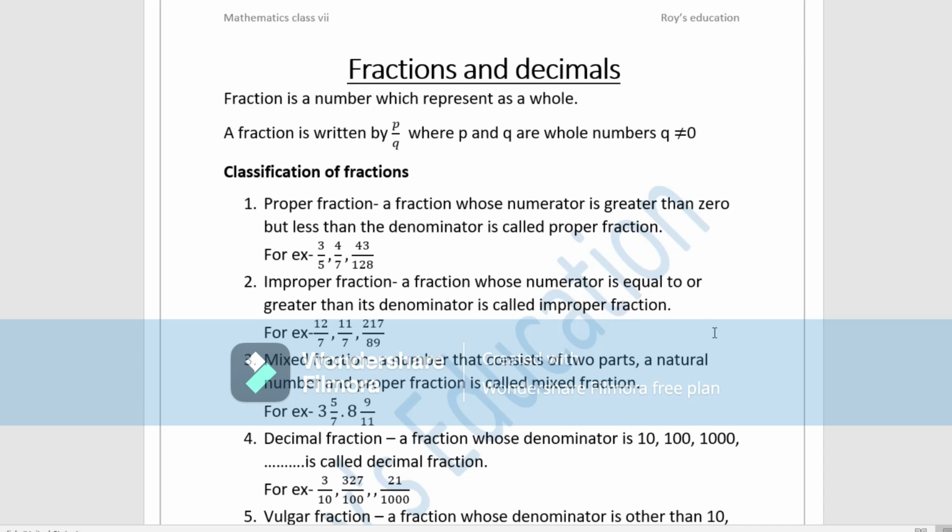Today we will discuss fractions and decimals. So I have chosen the topic of fractions and decimals, and we are going to discuss this chapter of class 7. So what do you mean by the word fraction?